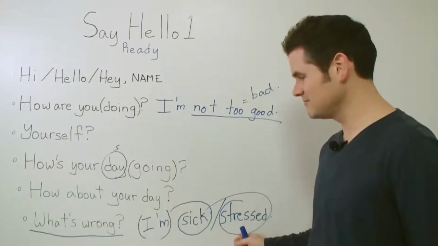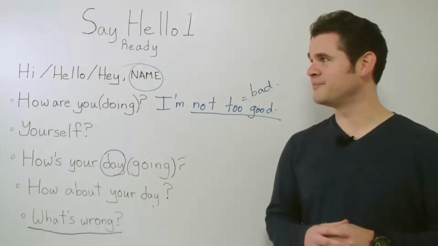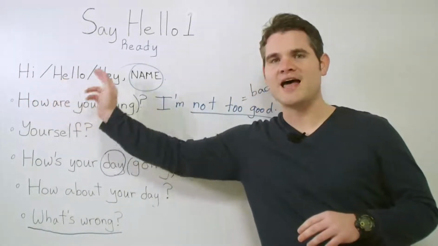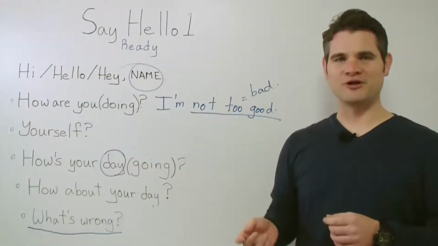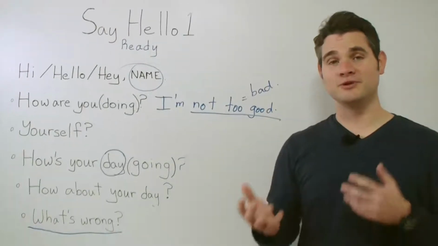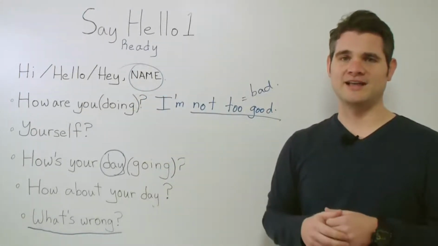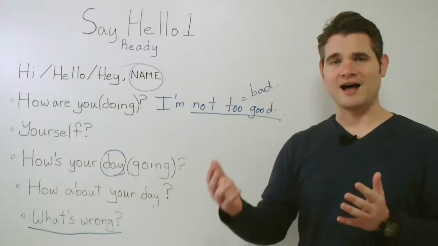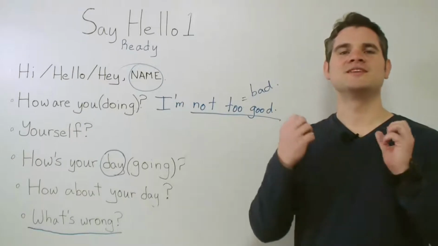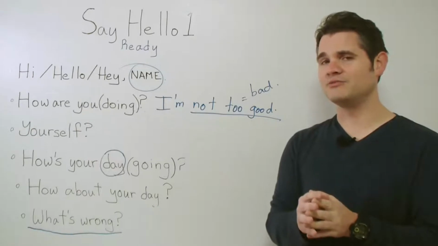I'm stressed. Okay, we're going to do a little bit of a review now to end this video. Remember, we got 3 standard greetings: hi, hello, hey. Hi and hello are more formal. Hey is going to be more informal. That's going to be the one you use with your friends. Follow it up with the person's name. Personalize the conversation. So, hi Ricky, hello Ricky, hey Ricky. So this personalizes the conversation.